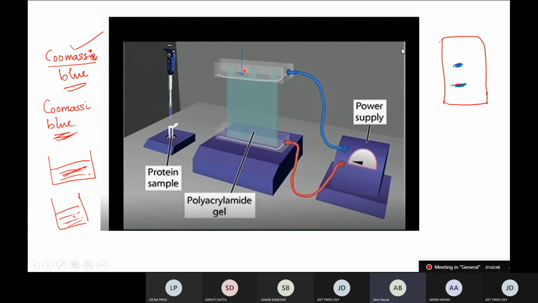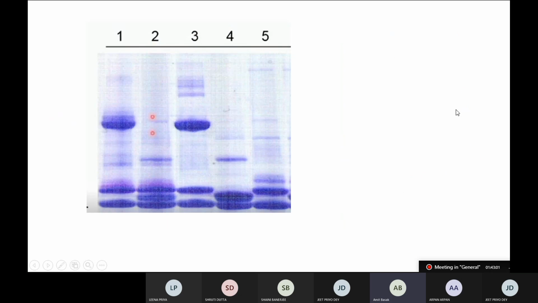What will happen is that when you develop the plate, develop means, as I said, you put in Coomassie blue, then wash, and then you can see it with your own eyes. You don't have to shine UV or anything. This is the picture, a gel picture with 5 lanes. You see there is protein here, a small amount of protein here, and protein there. So many protein bands you can see.